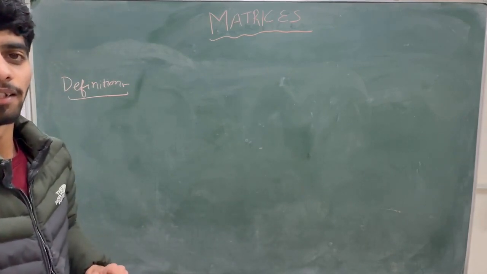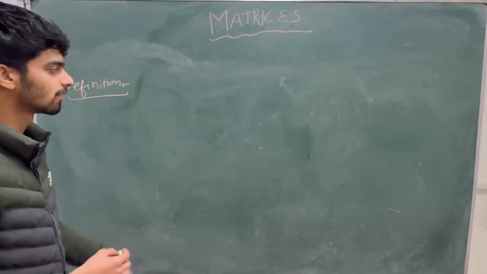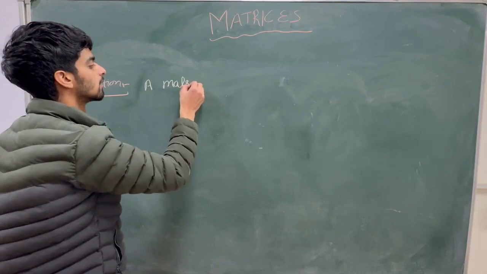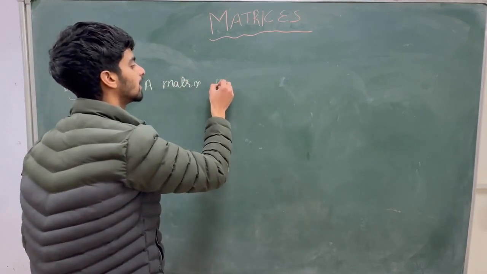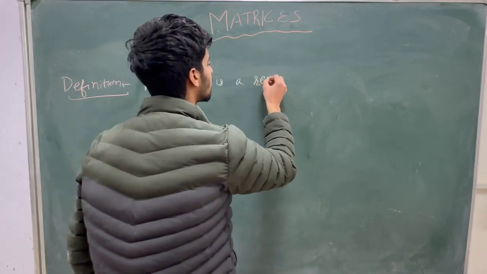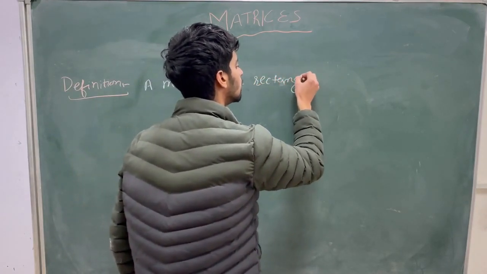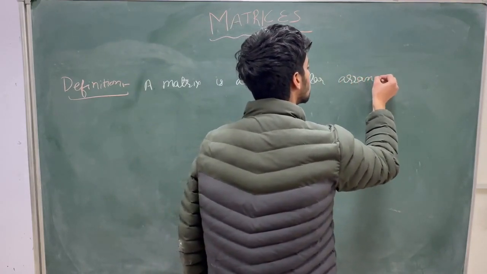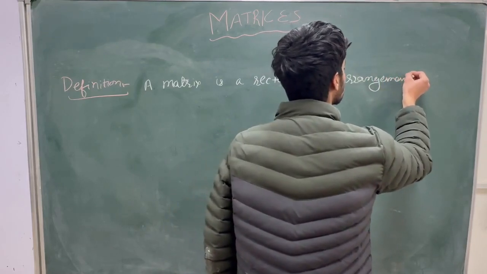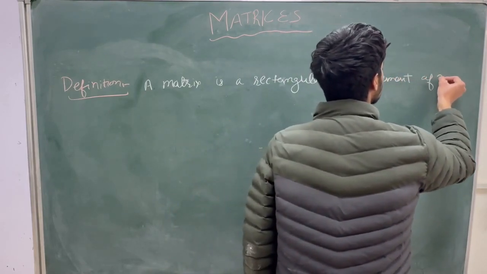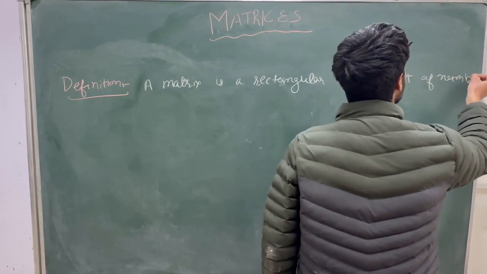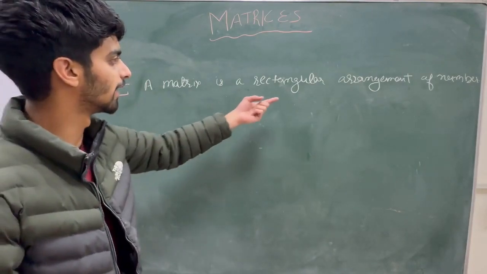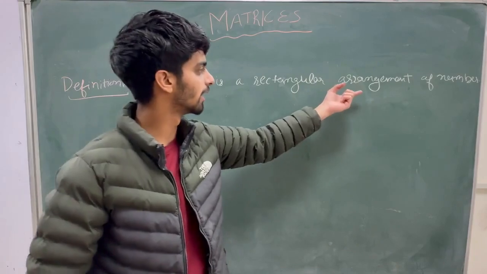Let's understand the matrices with the first definition. So a matrix is a rectangular arrangement of numbers. A matrix is simply an arrangement of numbers, rectangular arrangement of numbers.